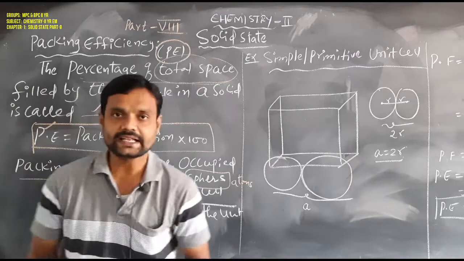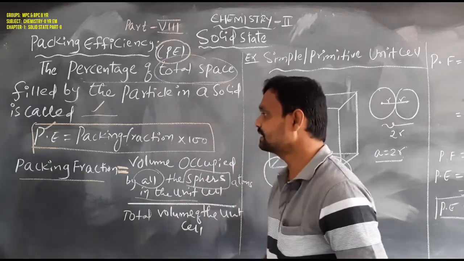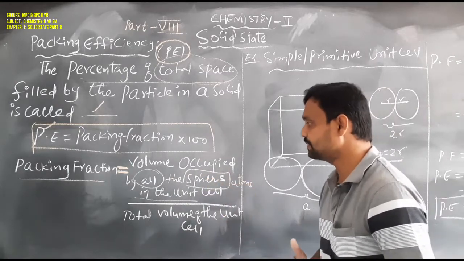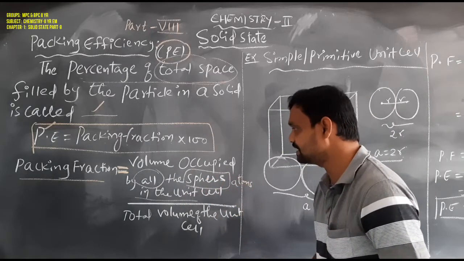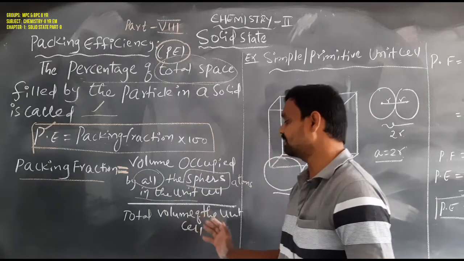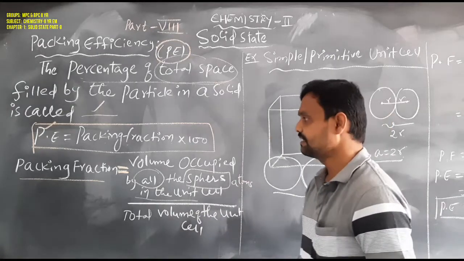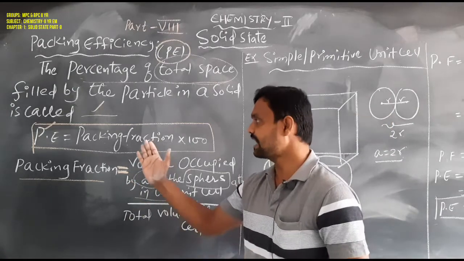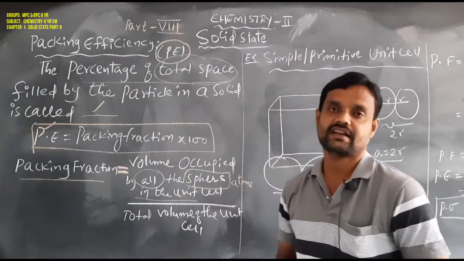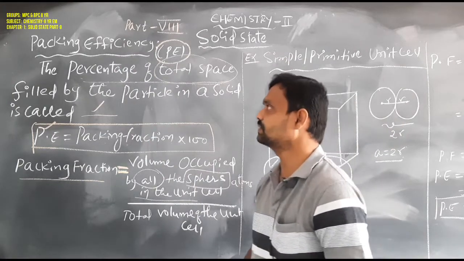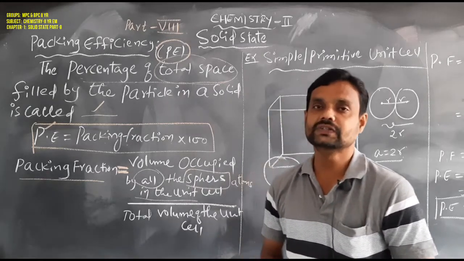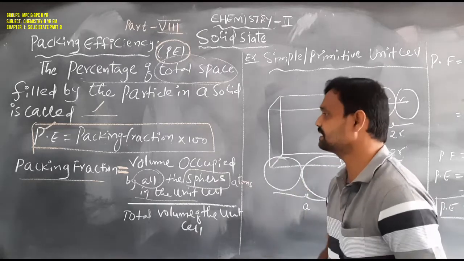Okay, students, how can we get the packing fraction? Packing fraction is equal to the volume occupied by all the spheres in the unit cell divided by the total volume of the unit cell. By using this, we get the packing fraction. Then that packing fraction is multiplied by 100. Finally, we get the packing efficiency. So this formula is used to determine the packing efficiency of different types of unit cells. Let us see some examples.